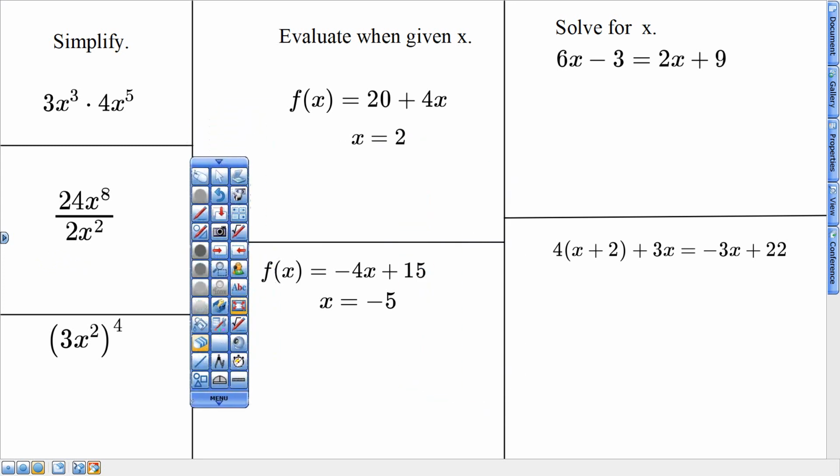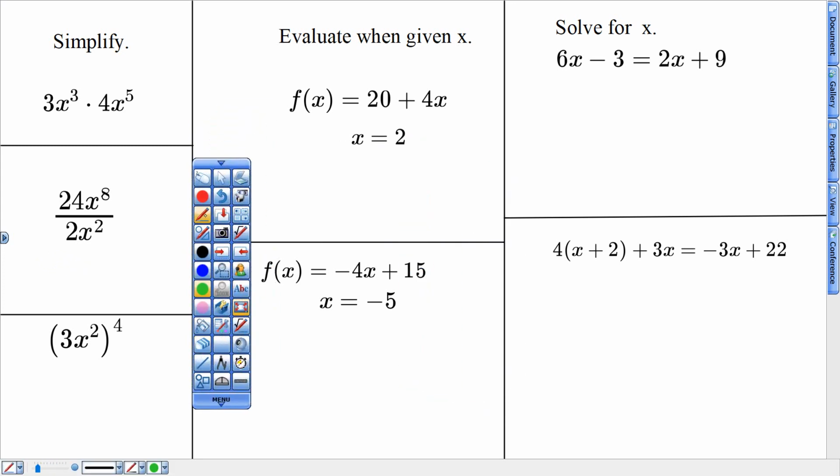So here we go. This first one, I times the two numbers. These are just the two plain numbers, so I multiply those to get 12. And then for this kind of problem where I'm multiplying, I add the exponents. So that gives me 12x to the 8th power.